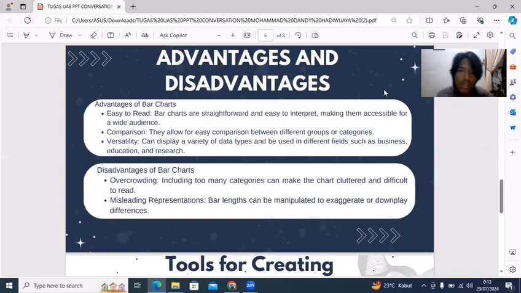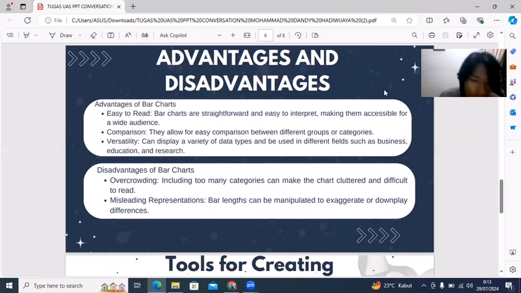Advantages and disadvantages. Advantages of bar charts: easy to read. Bar charts are straightforward and easy to interpret, making them accessible to a wide audience. Comparison. They allow for easy comparison between different groups or categories. Versatility. They can display a variety of data types and be used in different fields such as business, education, and research.